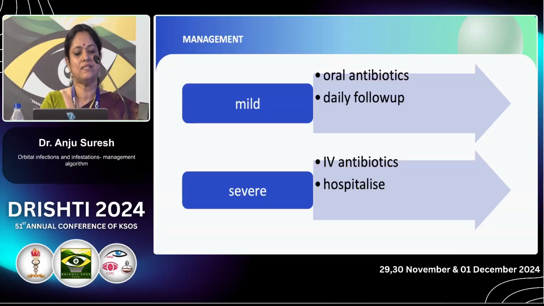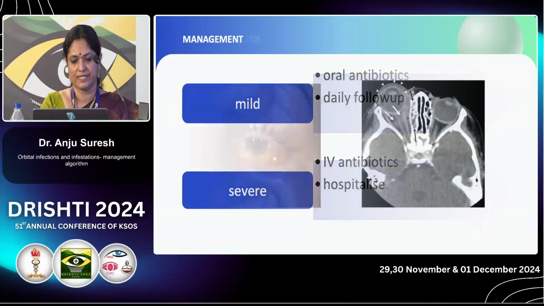So how will you manage mild preseptal cellulitis? You can give oral antibiotics and keep the child on daily follow-up. However, if it is severe, treat as an orbital cellulitis, hospitalize the child and start IV antibiotics.